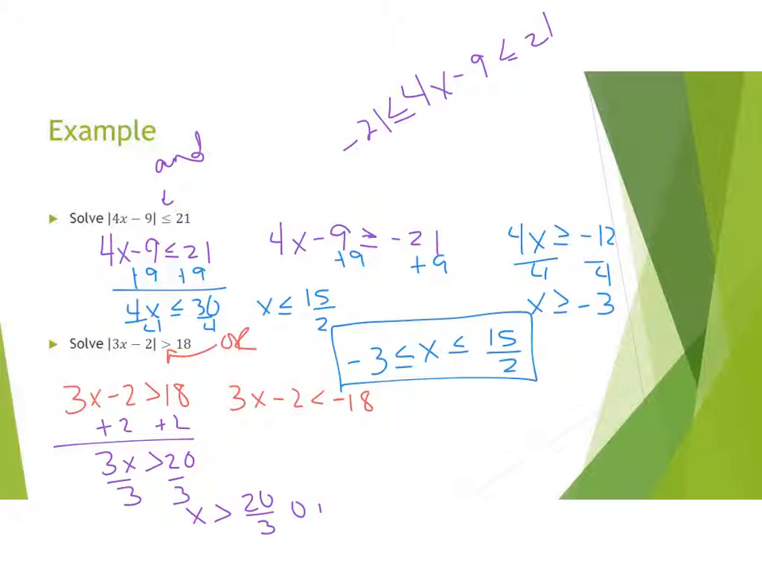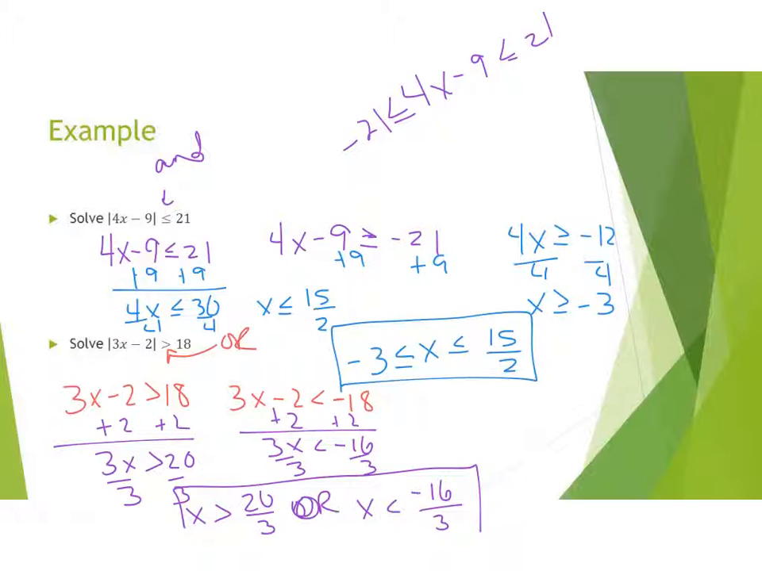So there's the first one, or, I don't know why I didn't pick ones that had nice answers here, but it works, x is less than negative 16/3. There is your or answer. Remember, or answers always have to have the word or, and and answers need to be written as one.